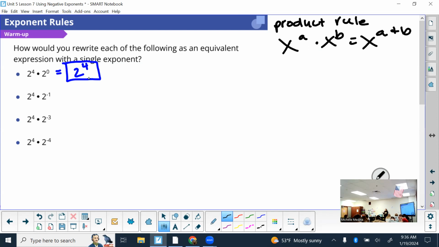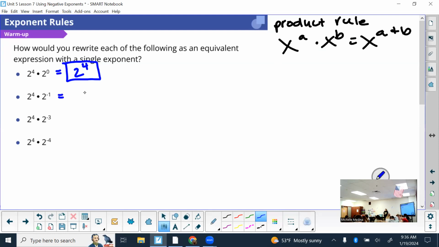You could have probably told me what 2 to the 4th power is in your calculator, but that's not necessarily what it wanted. It wanted you to rewrite it. So now apply that rule to the rest, same rule. So table 2, what about 2 to the 4th power times 2 to the negative 1?